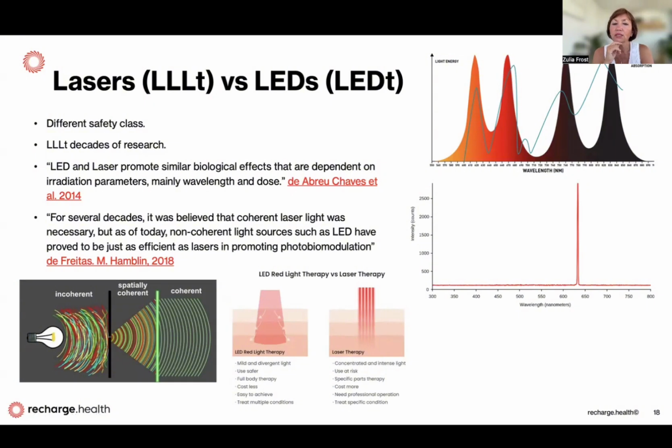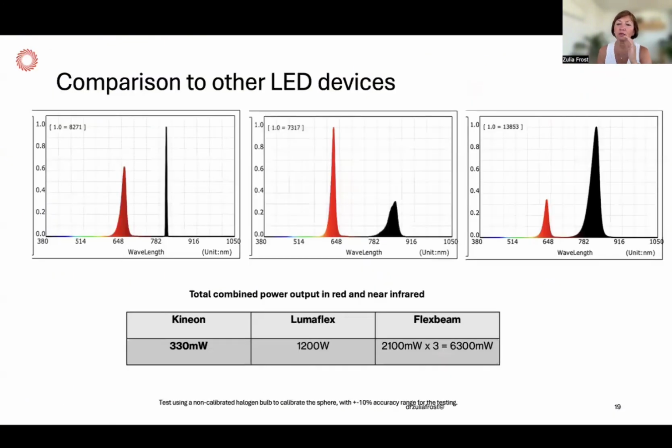So there is a classification for lasers by power. Like 1 milliwatt of laser will be class 1, 2 milliwatts class 2, I think 5 class 3. And as you go further, sorry, it moved back.